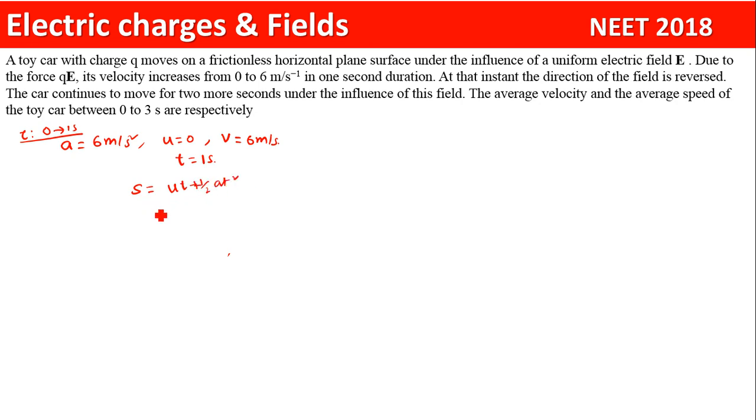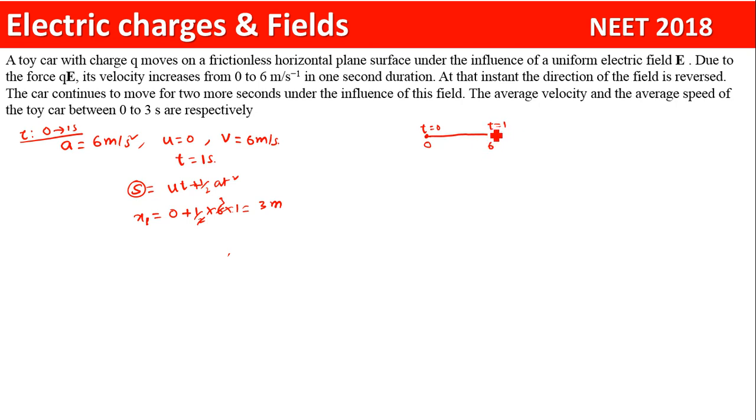Here the initial velocity is 0. Let us say x1 is the distance that the toy car has traveled in the duration of 0 to 1 second. So 0 plus half, acceleration is 6 and the time is 1 second. So 2 ones are 2, 2 threes are 6, so 3 meters is the distance that has been traveled by the toy car. So from time t is equal to 0 to t is equal to 1 second, the velocity has gone from 0 to 6 meter per second.